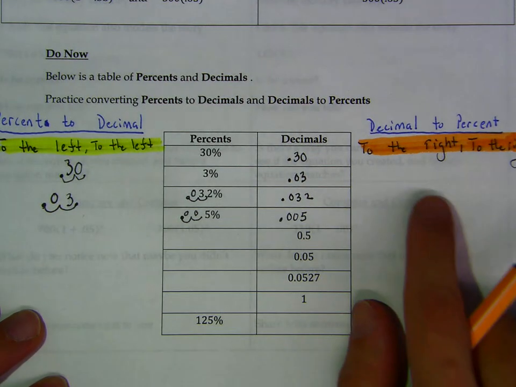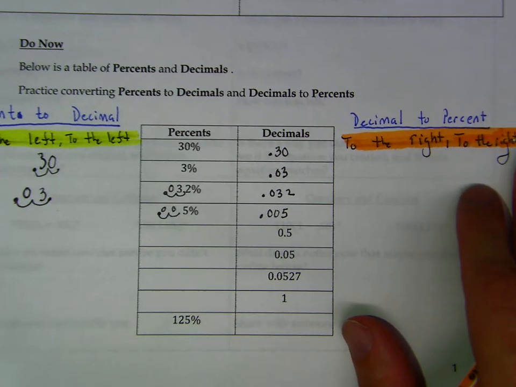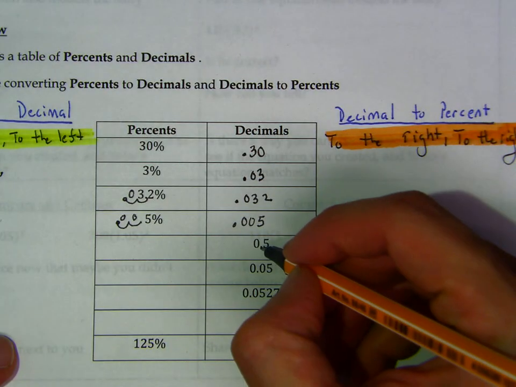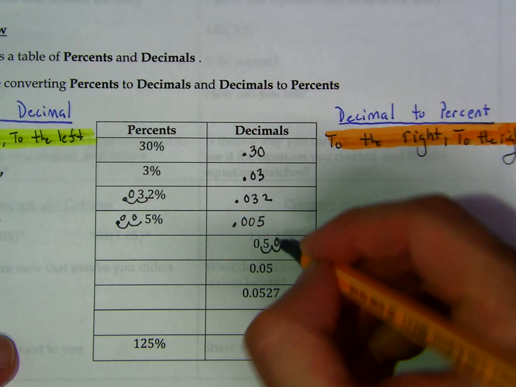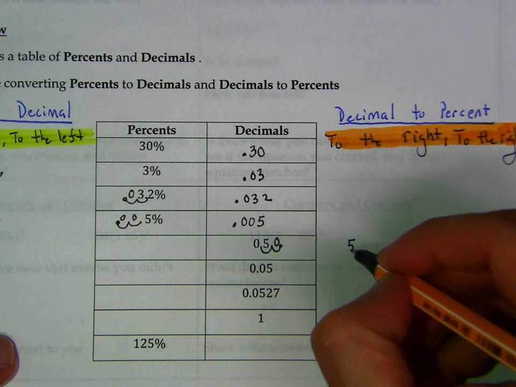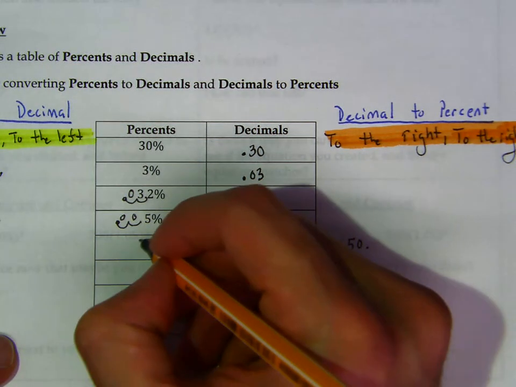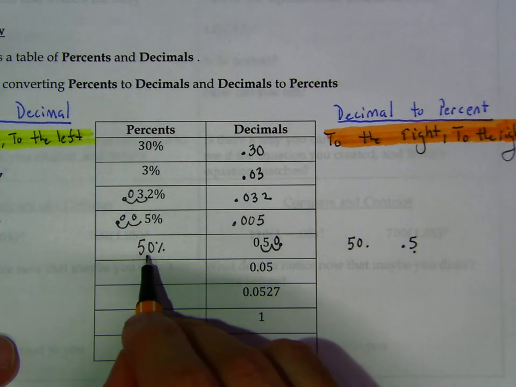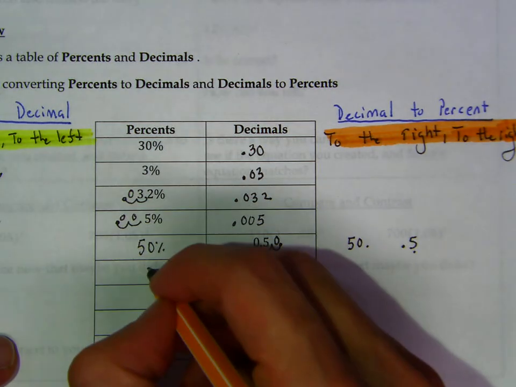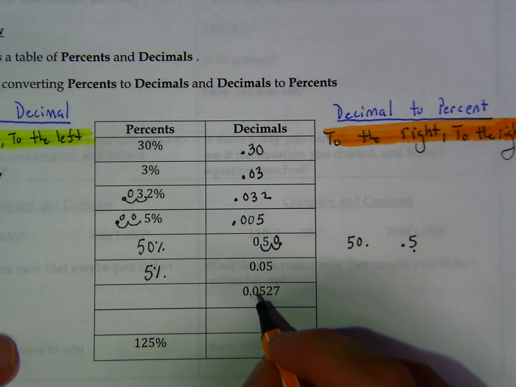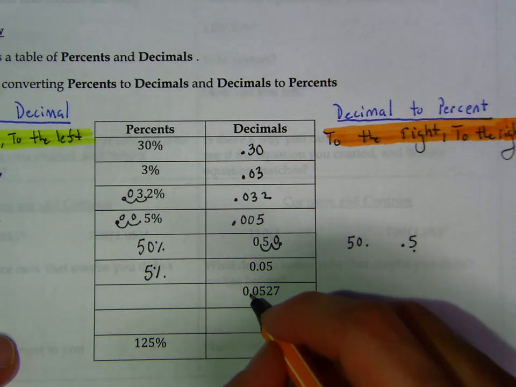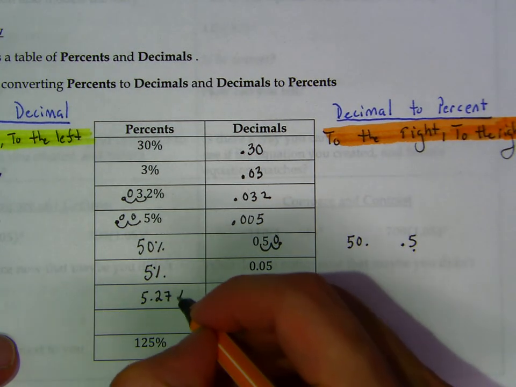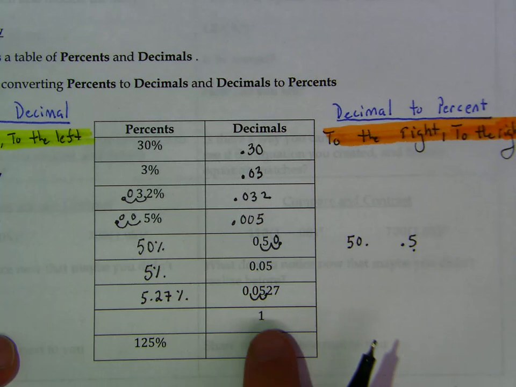Okay. Well, if I want to go the other way, if I want to convert decimal to percent, what do I do? Think to the right, to the right. So all I need to do is go right, right. And now the point is here, so if I have 0.5 like this, then that's 50%, right? 0.5 is 50%. What's 0.05? 5%. What's 0.0527? Well, just go to the right, so it's going to be 5.27%. Okay? This one was a good one.